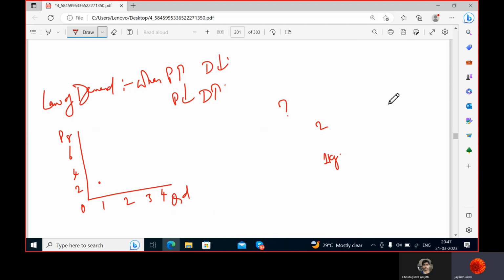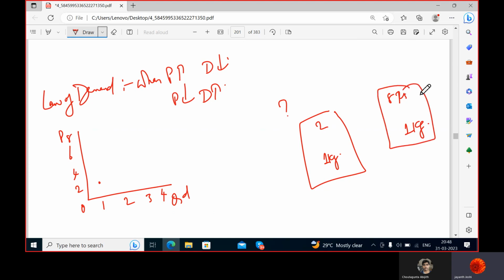Let's say the price is 8 rupees for 1 kg. The price currently is 8 rupees for 1 kg. If the price is decreasing to 2 rupees, you'll be buying 1 kg or more units? 4 units. Of course, you'll be going for 4 units, correct? 4 kgs, like that. So I'll just put this here. So when the price is 2, I'll buy 4.